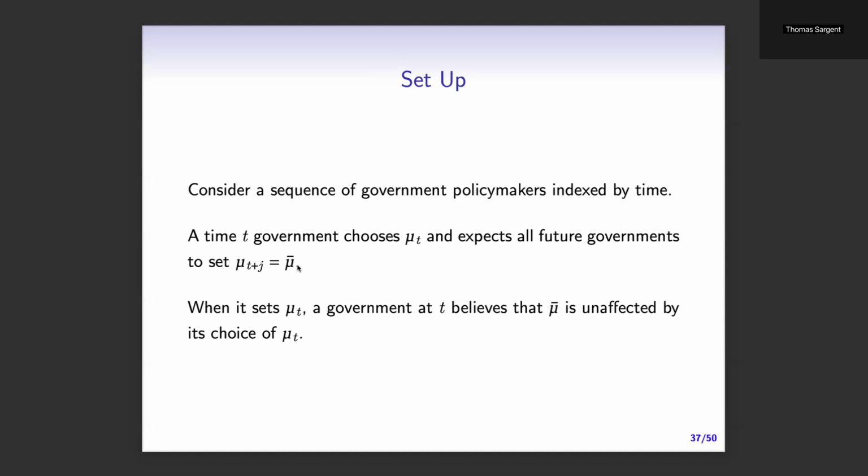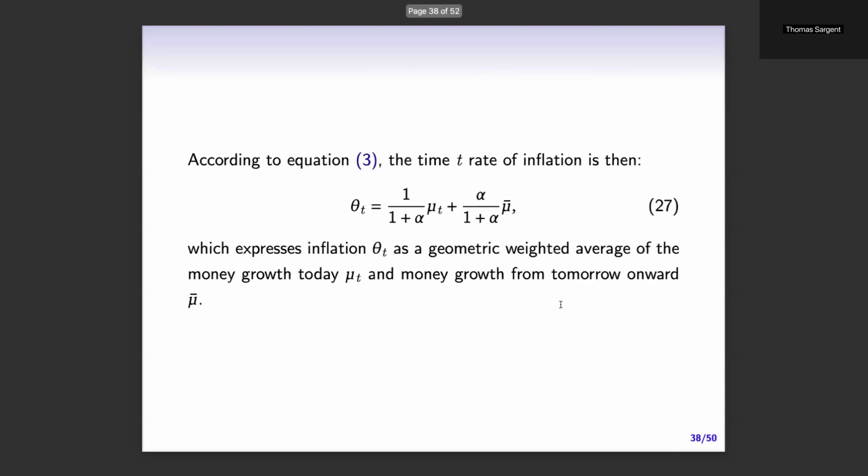So when a government sets mu, it believes that mu bar is unaffected by its choice. It's going to take this as given. That's key. It thinks it chooses mu independently, even though in the end, it's going to end up choosing the same mu that everybody else does.